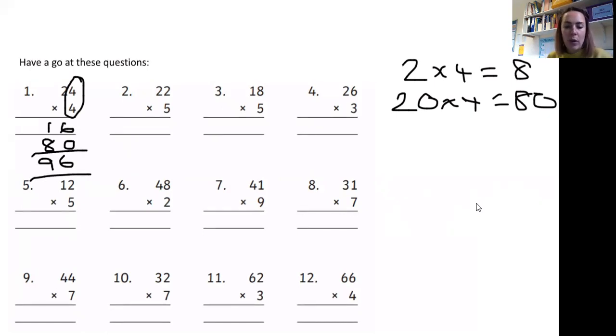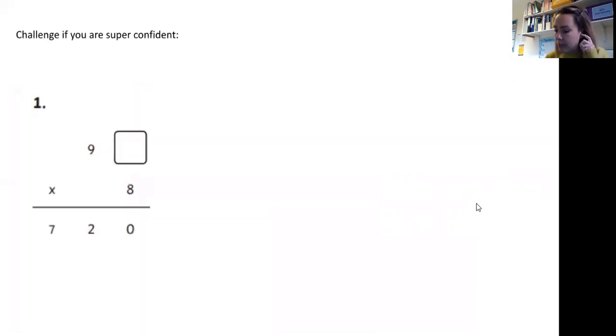Have a go through those questions, and then please you're going to take a picture and upload them onto Class Dojo. Now, if you're super duper confident, and only if you're super confident, please move forward when you've finished these and on to the challenge activity. So this is the challenge, like I said, if you are super confident.